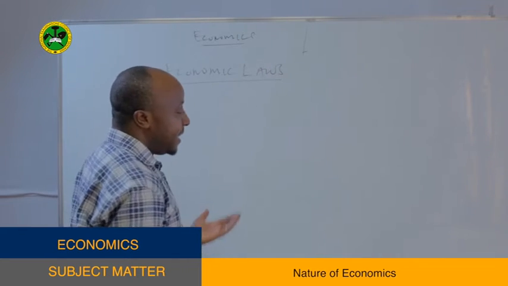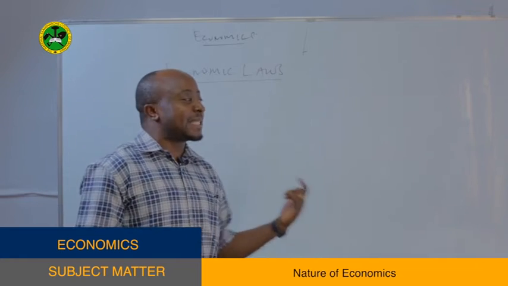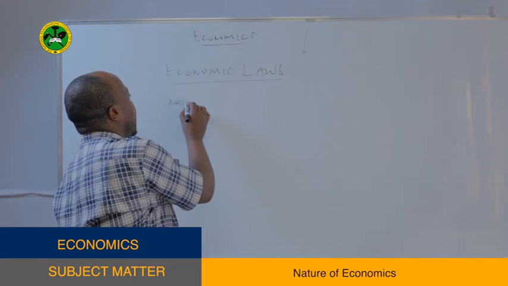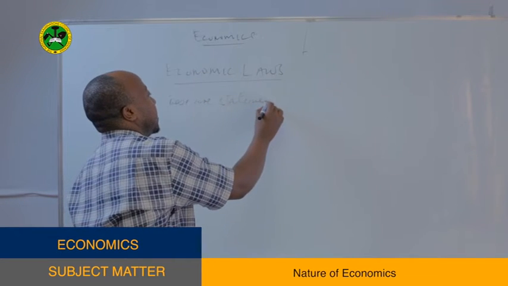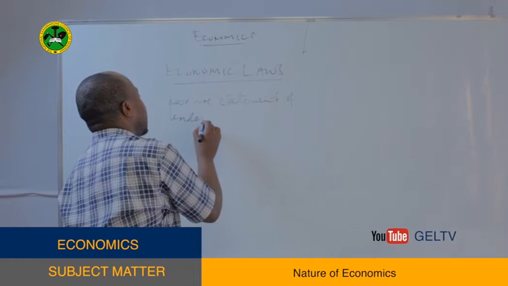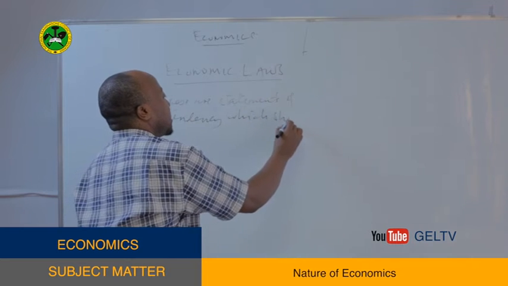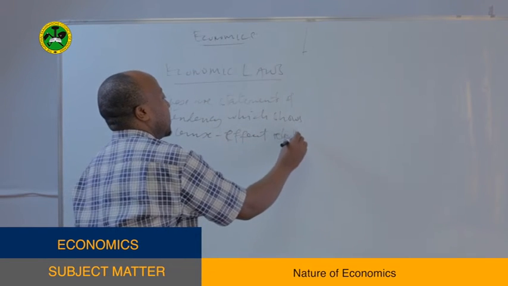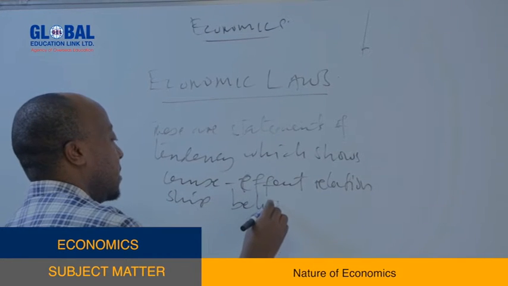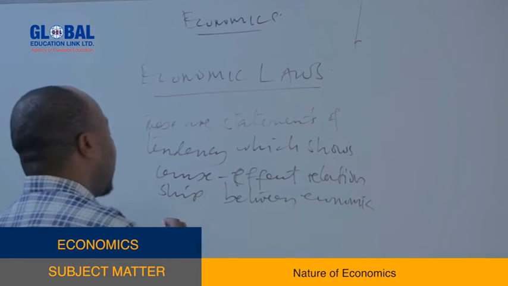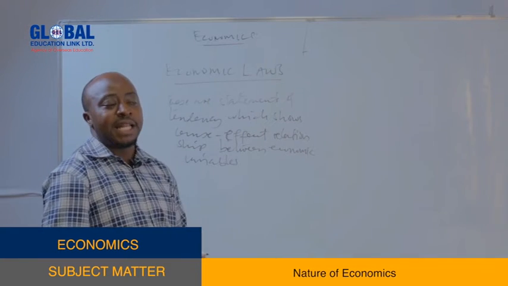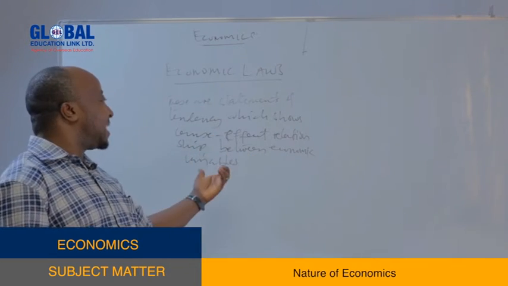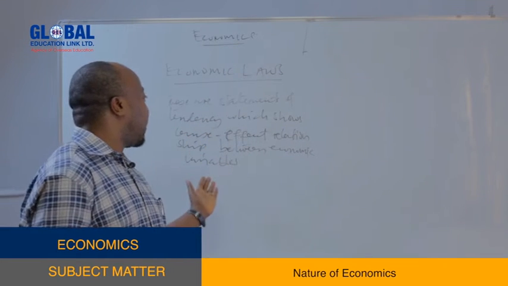Now, remember we said in the beginning, one of the pieces of evidence to prove that economics is a science is that it has laws. Now, what is an economic law? Economic laws are statements of tendency which show a cause-effect relationship between economic variables. They are used to explain or show the cause-effect relationship between economic variables.